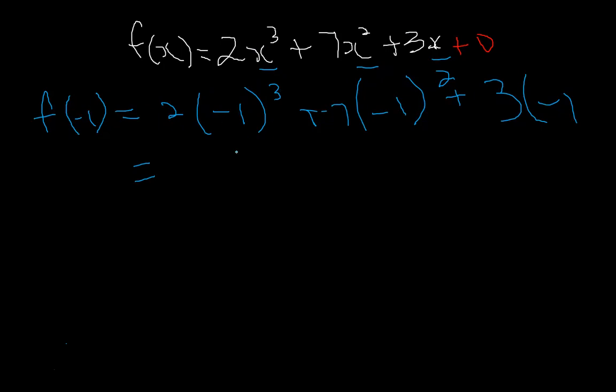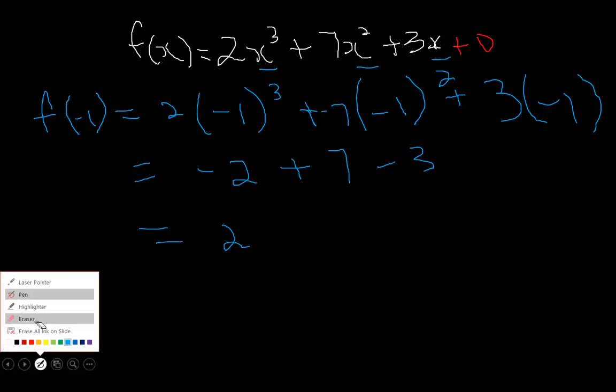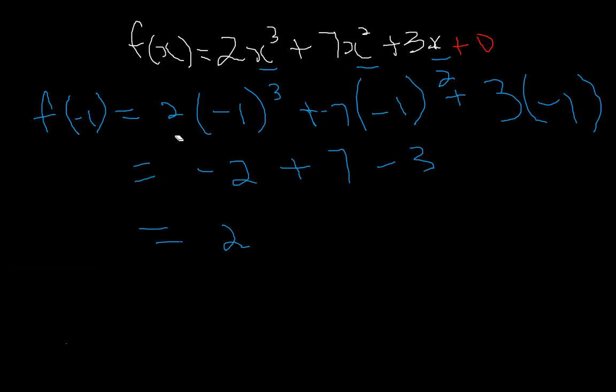So minus 1 cubed is minus 1. Minus 1 times 2 is minus 2. Minus 1 squared is 1. 1 times 7 is 7. 3 times minus 1 is minus 3. So this is 2. 2 is obviously not 0. What does that mean? This is not a factor.